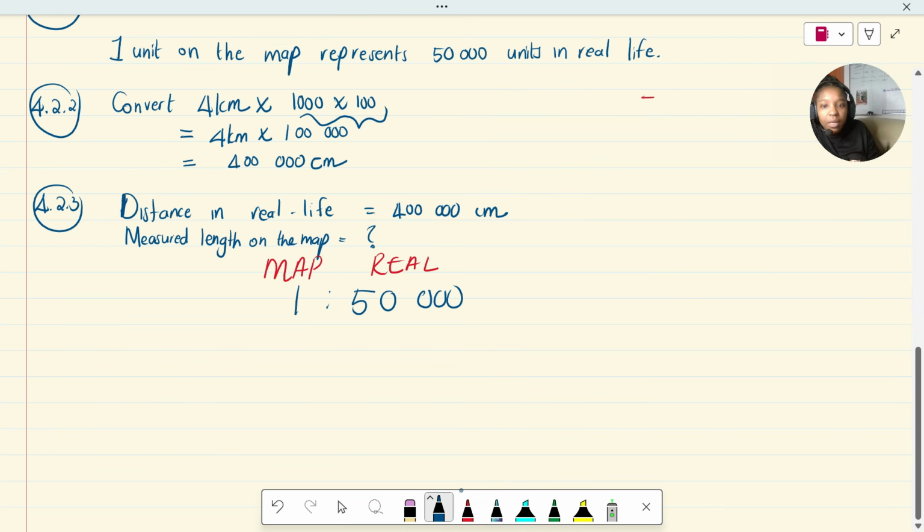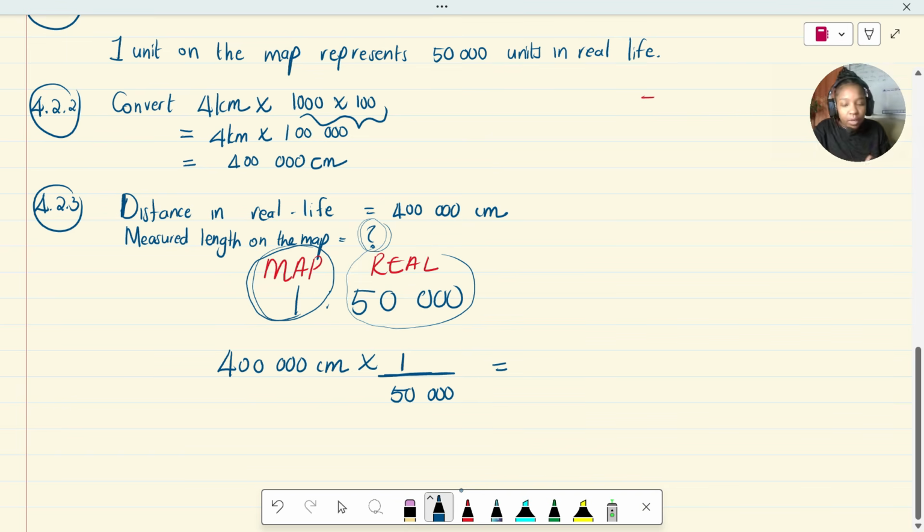I always like doing this for myself. Then I'm just going to take that 400,000 centimeters. What are we trying to determine? The measured length on the map. So we're going to multiply by what we want, the measured length on the map, and divide by the other value, or what we have, which is 50,000. Therefore, your final answer will be 400,000 multiplied by 1 over 50,000. Therefore, your answer is just 8 centimeters.